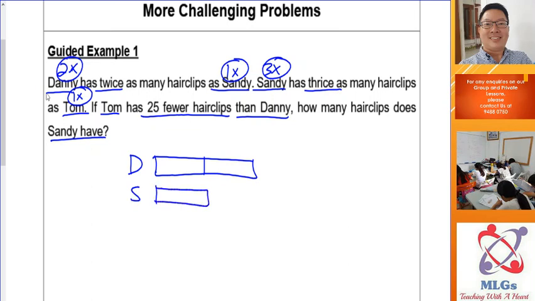And then keep reading. Sandy has 3 times. If you look at Sandy's rectangle, can you see that her rectangle is only 1 box? But Sandy over here has 3 times. So how to cut into 3 boxes? How to make it 3 times?